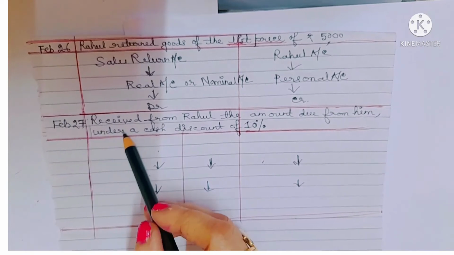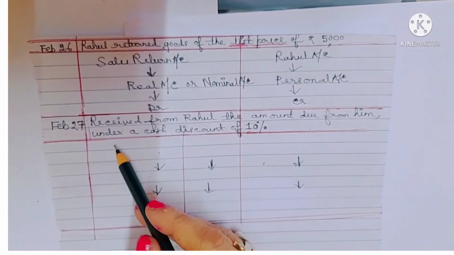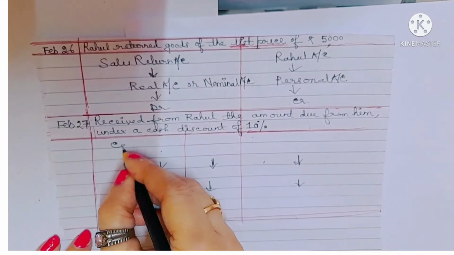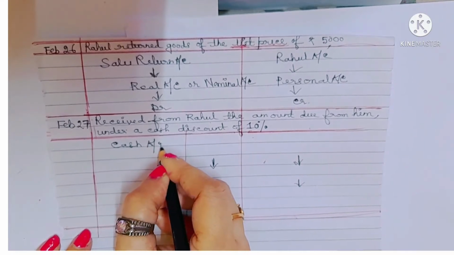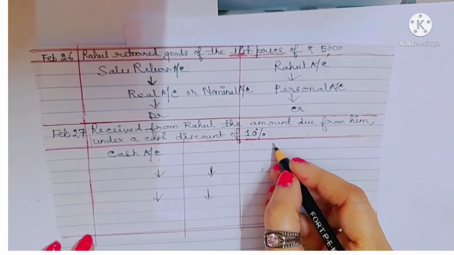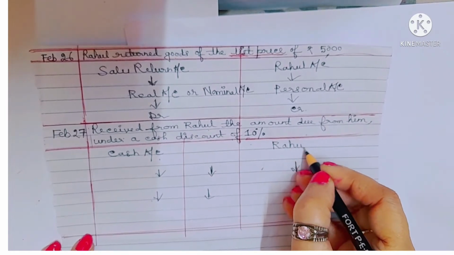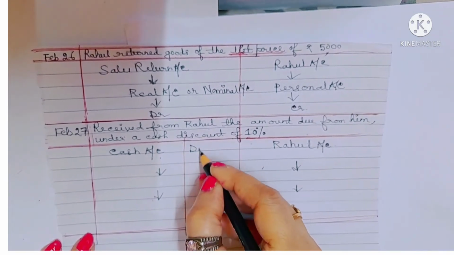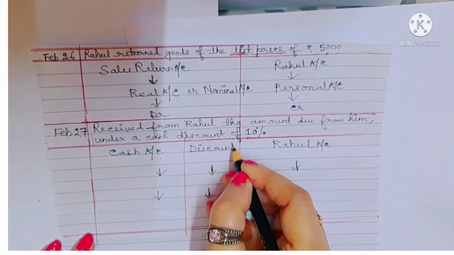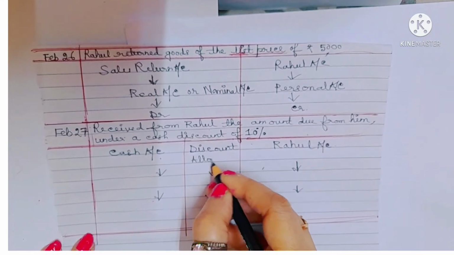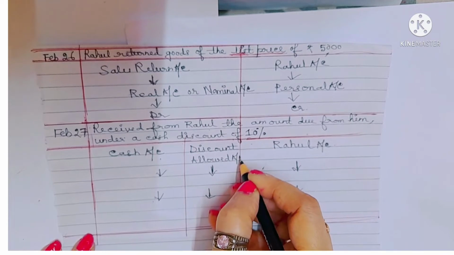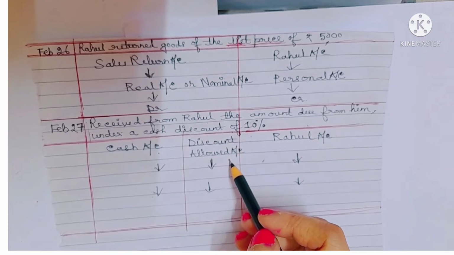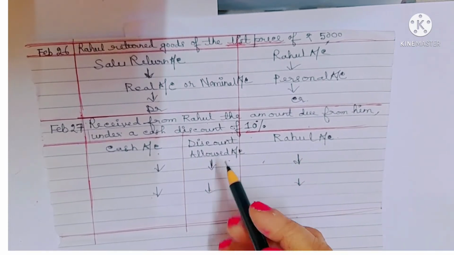On 27th February, received from Rahul the amount due from him under a cash discount of 10%. So we are receiving cash. One will be cash account. Another will be Rahul account. And another will be discount allowed account. Now you won't be able to understand how come discount allowed is coming here. We have to do the calculation, then only you can understand.